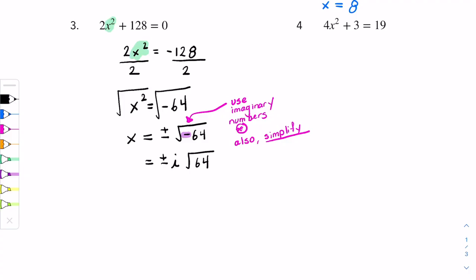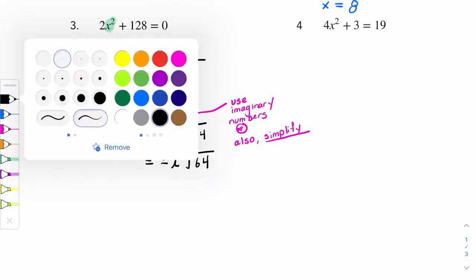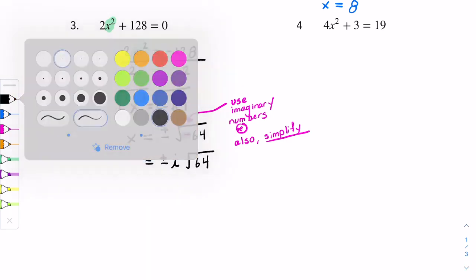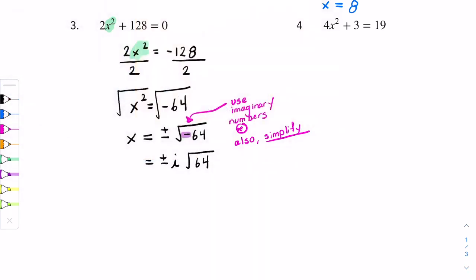After I have i times the square root of 64, I can recognize that 64 is in fact a perfect square. So I can simplify this one step further to plus or minus i times 8. And this is the final answer, but I just want to clean this up and write it as plus or minus 8 times i.